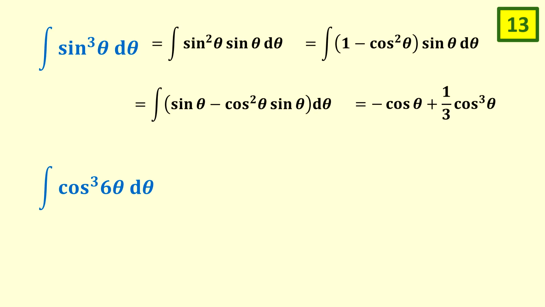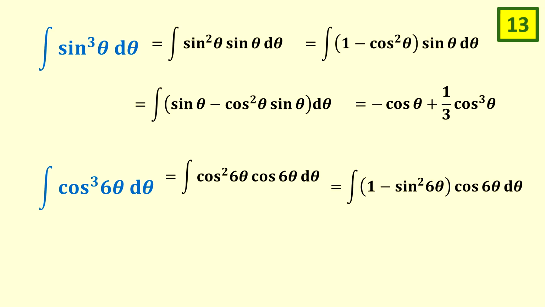And then for cos cubed 6 theta d theta, so it's still a cubed cos, but we've now got 6 theta instead of the standard theta. We can start off by rewriting it as cos squared and cos for the 6 thetas. We can then rewrite that as 1 minus sine squared 6 theta for the cos squared 6 theta. Expand the brackets and then integrate each of those individually, which we've already been looking at.